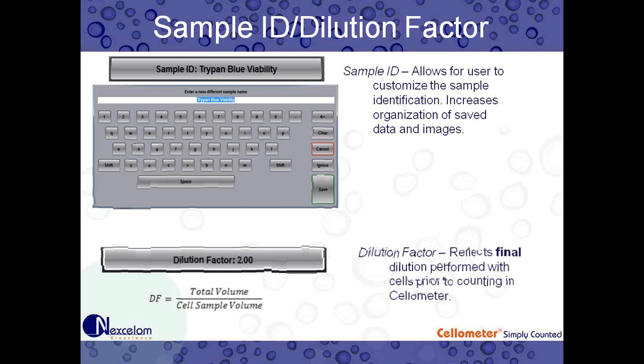And finally, there is an auto-printing feature also found under the settings from the home screen that allows users to automatically print the results template after each count. So that concludes the basic tutorial of the Auto 1000 and the Trypan Blue Viability Assay.